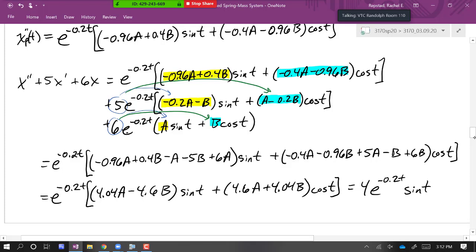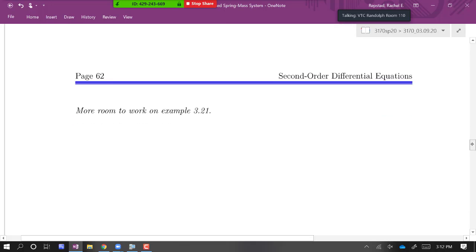We can get rid of the e to the negative 0.2t on both sides. Essentially what we're doing is dividing by e to the negative 0.2t on both sides. Because e to the negative 0.2t is never equal to 0, we're allowed to do that. So I'm going to just scroll down to the next page.